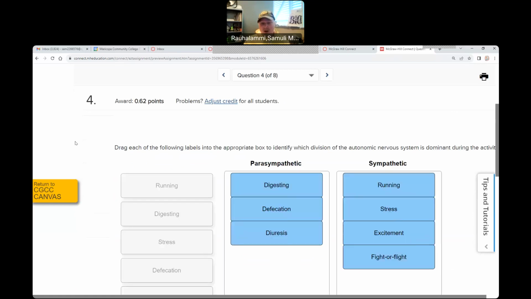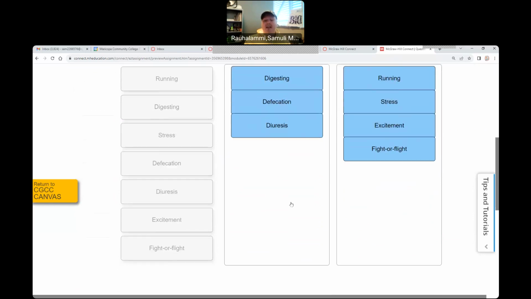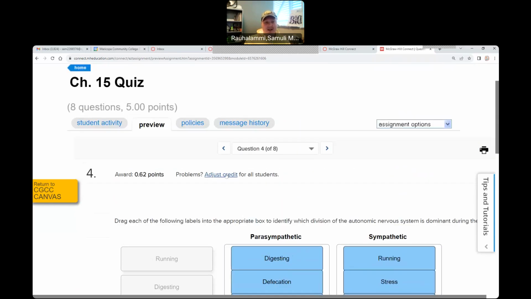Here I have another drag and drop assignment. We're seeing different functions that fall under the two. You remember sympathetic was the activation, the fight or flight responses. So in addition to that fight or flight, things like running, stress, and excitement fall under that. Whereas the parasympathetic nervous system was all about that rest and digest, so those body's maintenance systems being active. So digestion, defecation, diuresis, things like that fall under there.